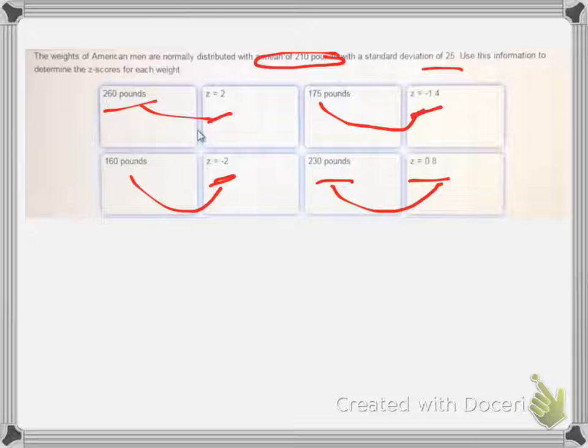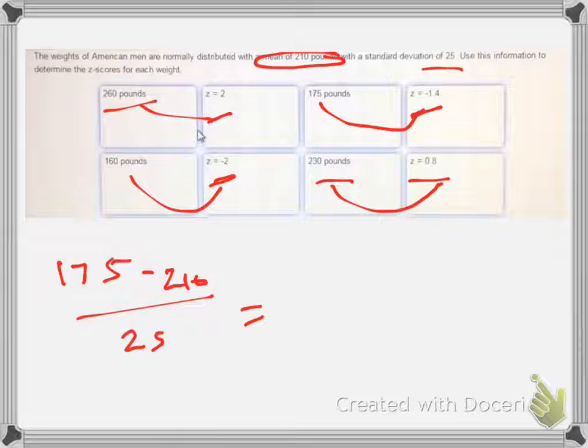If you want to see how to do a z-score again, I'll show you. To find the z-score for 175, you subtract the mean, and then you take that answer and divide by your standard deviation. That's negative 35 divided by 25, which is negative 1.4.